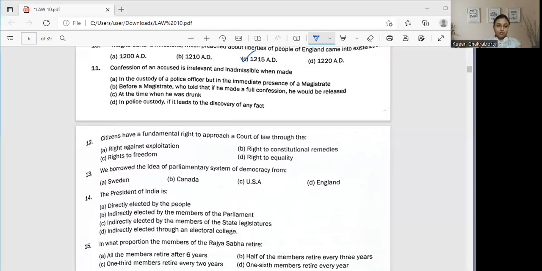So according to this, option B will be the correct answer, where it says confession of an accused is irrelevant and inadmissible when made at the time when he was drunk. That will not be considered. That is option number C.